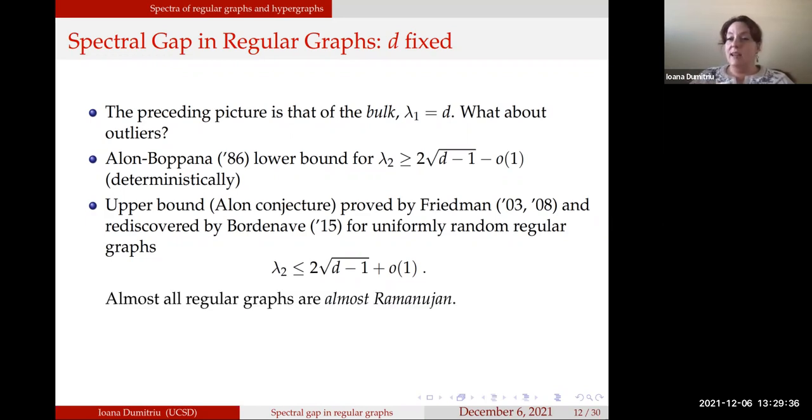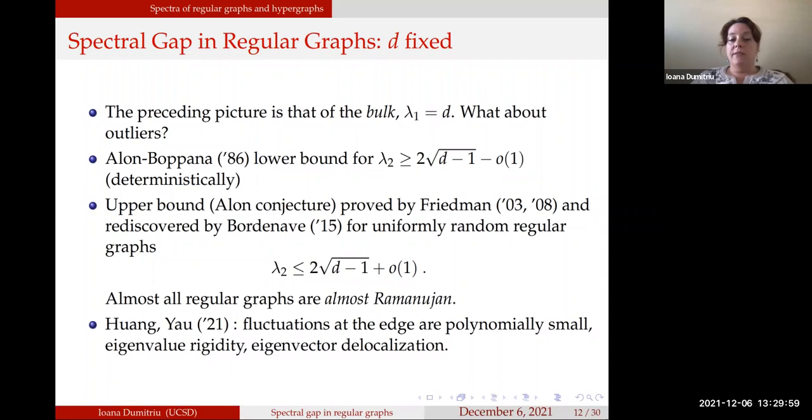So what this says is that almost all regular graphs are almost Ramanujan. A Ramanujan graph being a d-regular graph for which lambda 2 is less than or equal to 2 root d minus 1, where this little o(1) disappears. That's what it means to be Ramanujan. And this is saying that almost all regular graphs are almost Ramanujan.